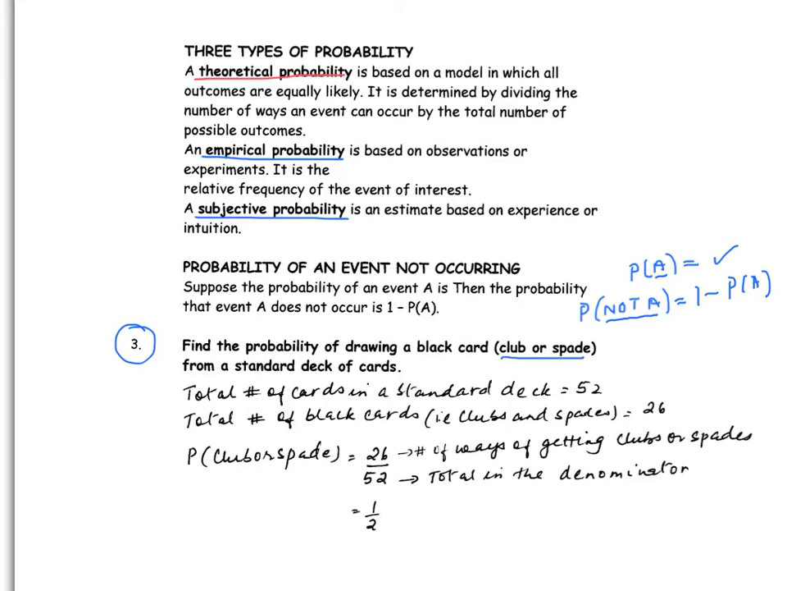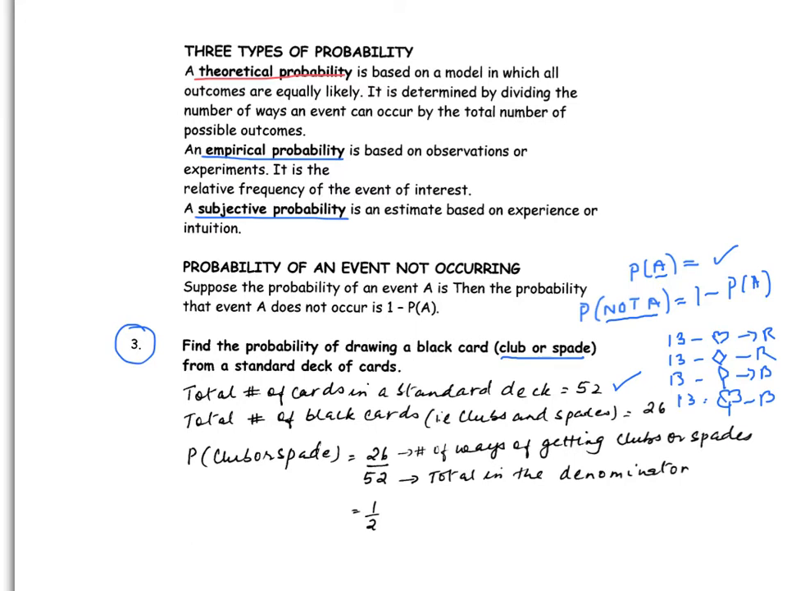A standard deck of cards contains 52 cards. There are 13 of each. There are 13 hearts. There are 13 diamonds. There are 13 spades, and there are 13 clubs. These two are black and these two are red cards. So 13 of each, but then 26 black and 26 red cards.